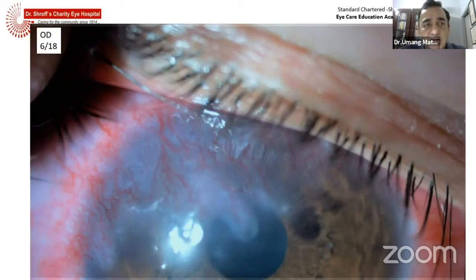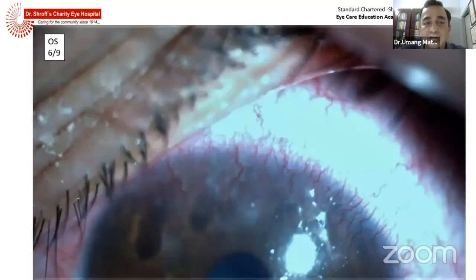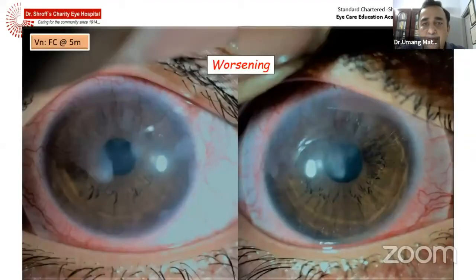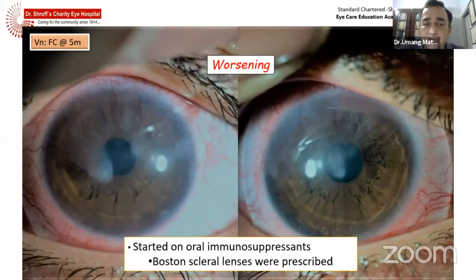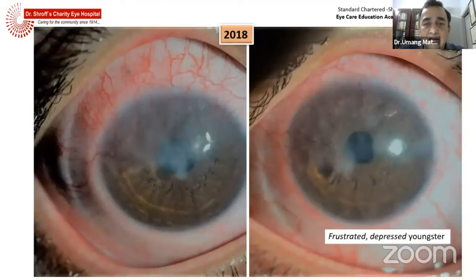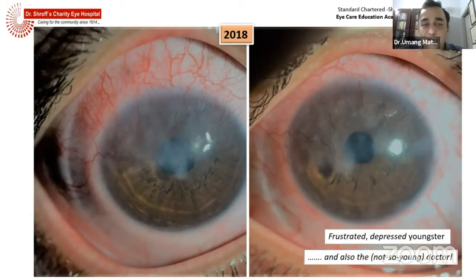This was a young patient, had 6/18 vision and 15-year-old in 2011. In the left eye, 6/9, florid vascularization, recurrent inflammation, like marginal keratitis, various diagnoses, various treatments he had received, and it was worsening. The patient was even put on immunosuppressants, needed Boston scleral lenses for his vision. And it continued to progress. And of course, the patient was frustrated and depressed. And also the treating doctor, myself, extremely distressed at the condition.